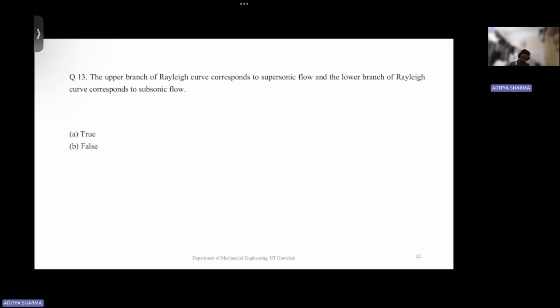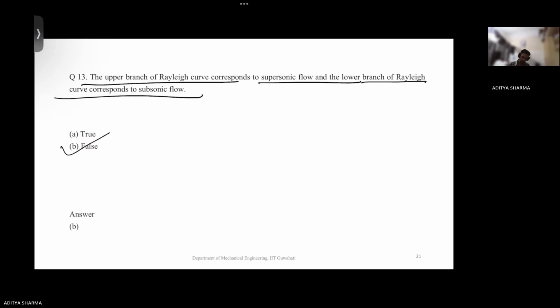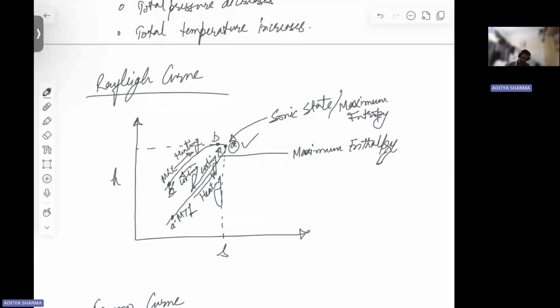Then the upper branch of Rayleigh curve corresponds to supersonic flow and the lower branch of Rayleigh curve corresponds to subsonic. Lower branch corresponds to supersonic. Okay, lower branch, if you see, this corresponds to supersonic and upper branch corresponds to subsonic.